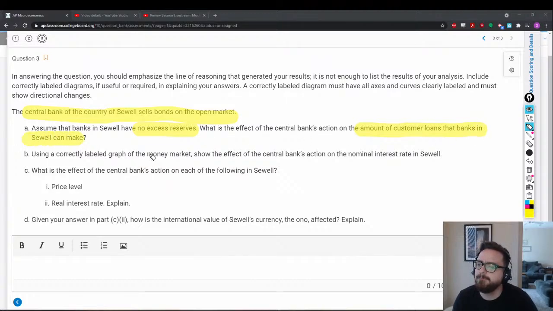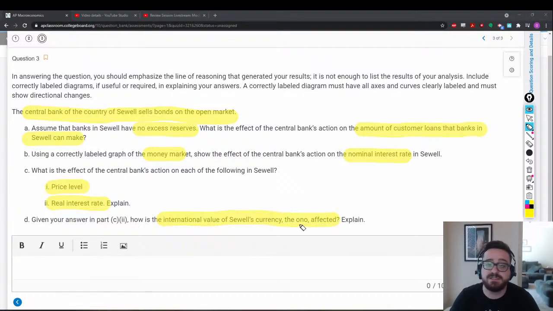Okay, money market graph, nominal interest rate. What is the effect of the central bank's action on each of the following? Price level and real interest rate. Okay. And then given the answer, how is the international value of the currency, the ONO, affected? ONO is a great currency name here because the entire FRQ section for this exam would have been a whole bunch of oh god, oh no.